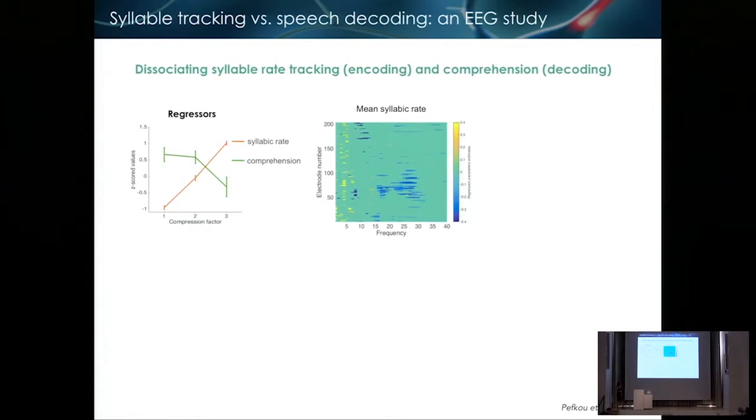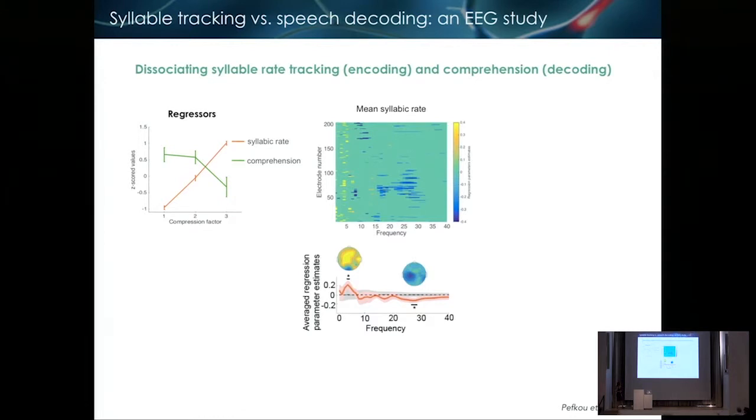So we did a GLM analysis where we tried to dissociate syllable rate and syllable rate tracking and comprehension. We had two regressors that were sort of orthogonal. And here, that's what we get with the mean, with the syllable rate factor. These are all the electrodes, and here we see something in the theta range and something in the gamma range in opposite direction. This is power, this is not phase.